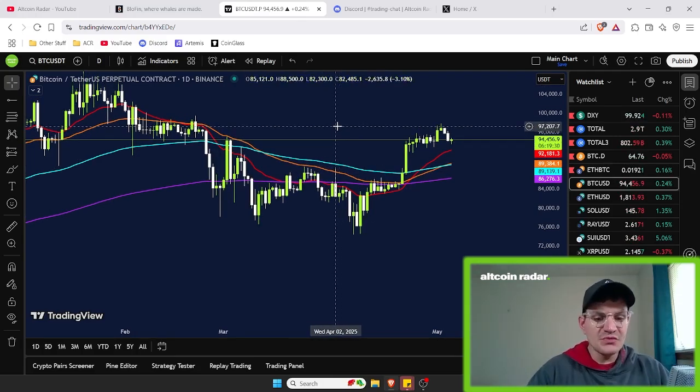Now, when it comes to actually trading with these EMAs, two common ways that traders trade with the EMAs are by one, using them as dynamic support and resistance, and two, with EMA crossovers as well, like I was just explaining.